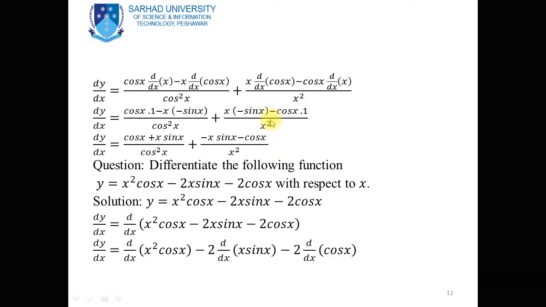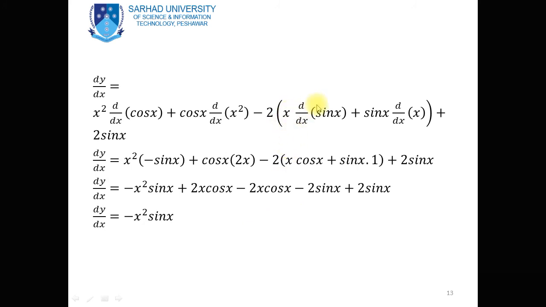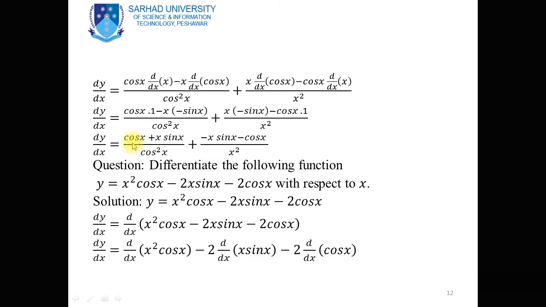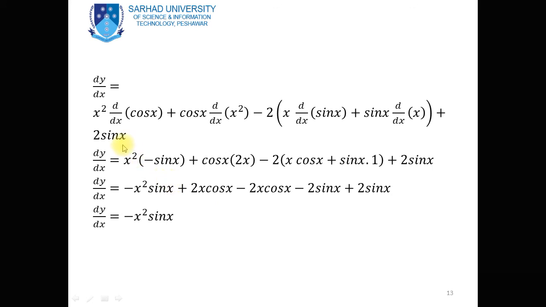Now for the second term, minus 2 into x is the first function as it is, and derivative of the second function, plus sine x into derivative of the first function, plus the derivative of cos. You see over here in this term the derivative of cos x is minus sine x, so minus into minus is plus. Now x square as it is, derivative of cos is minus sine, plus cos x as it is, and derivative of x square is 2x. Minus 2 into x as it is, derivative of sine is cos x, plus sine x, derivative of x is 1, plus 2 sine x.